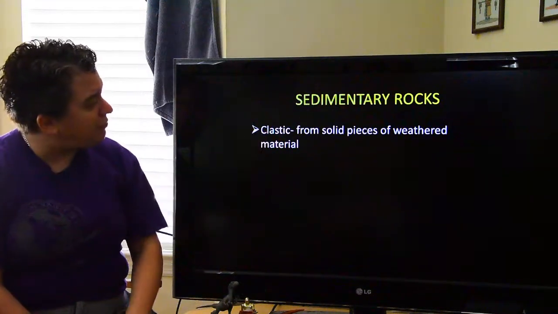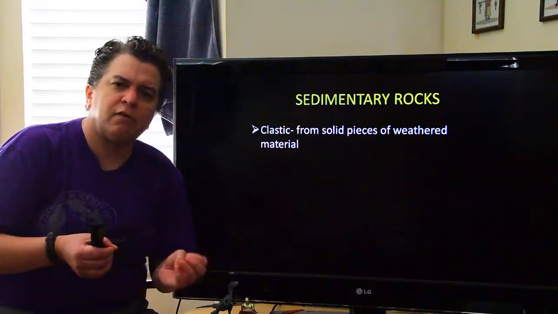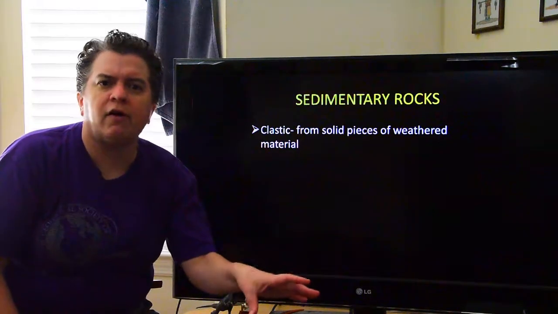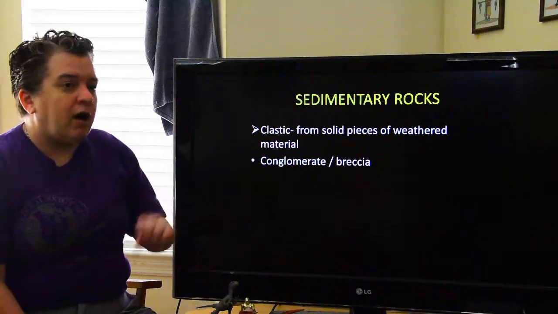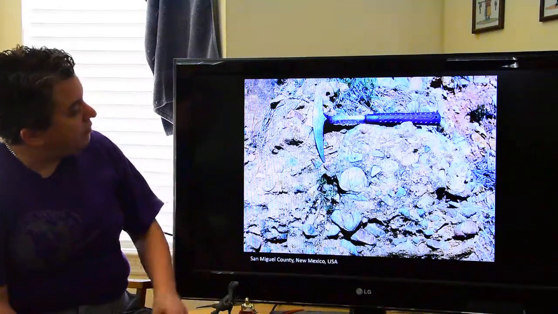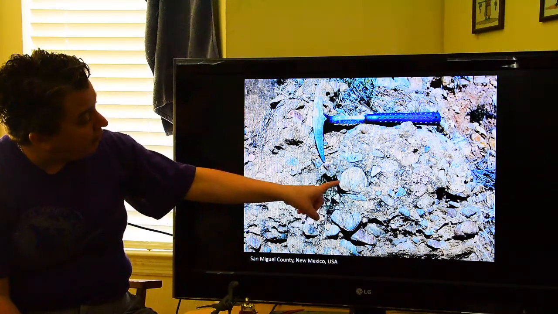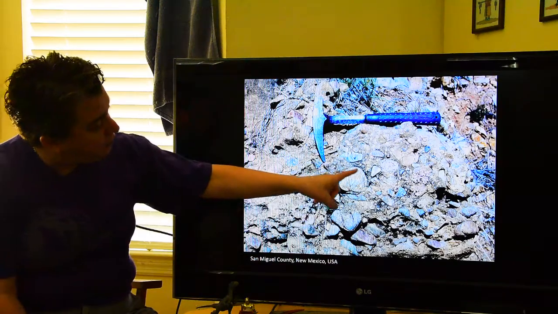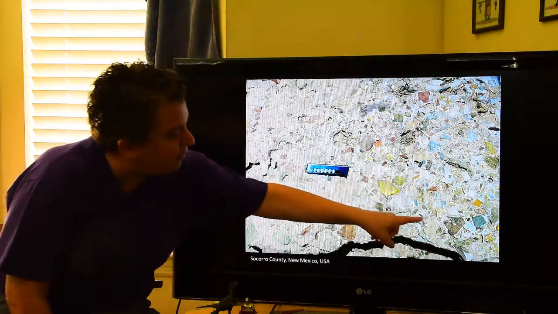We have the clastic ones that are the solid pieces of weathered material. So this is going to be like the sand that you see on the beach. And you could have a conglomerate or a breccia. And this is where we have big pieces. If it's a conglomerate, it's big round pieces. And if it's a breccia, it's big angular pieces.